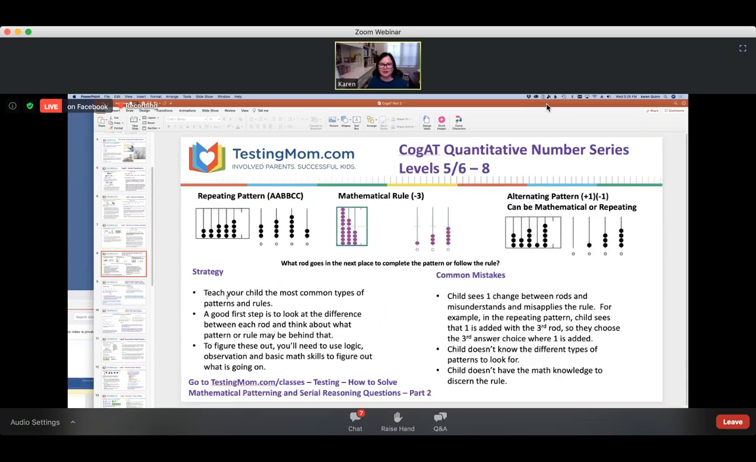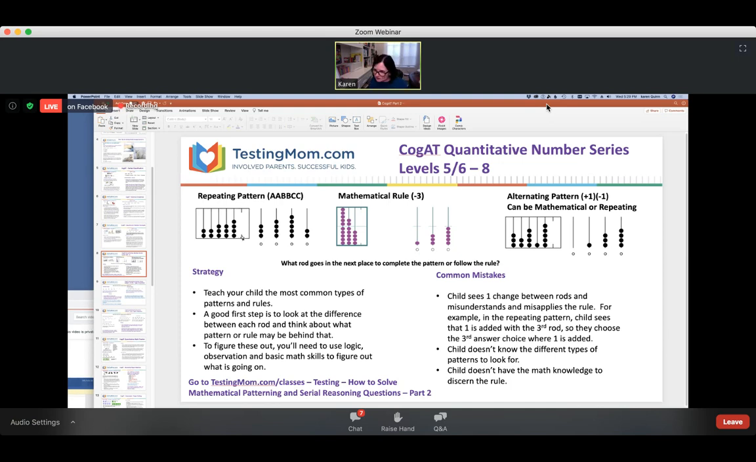Here we have the quantitative number series questions. And I'm going to show you what they look like for younger kids and what they look like for older kids. Right here, this is what they look like for younger kids. And these are 3 of the more common kinds of rules that take place. The way this type of question works is it's like an abacus for younger kids. And they have to figure out, is there a pattern or a mathematical rule that is being followed that guides what belongs on the last rod? Okay, so that's what we have to figure out.